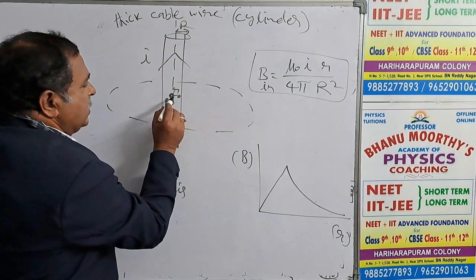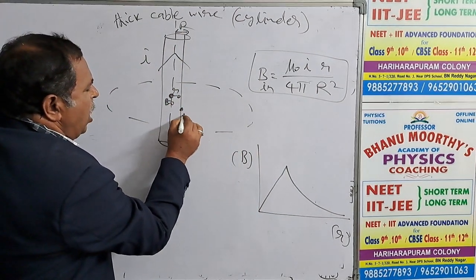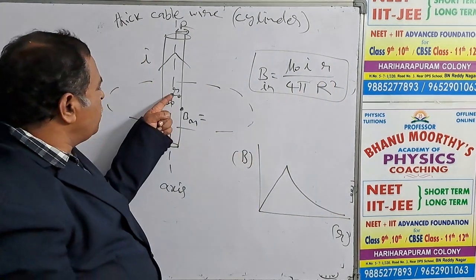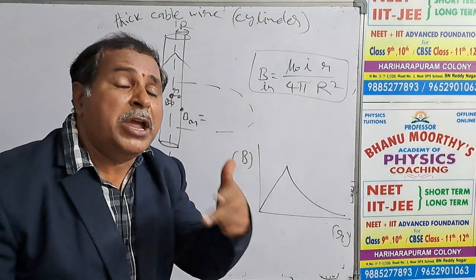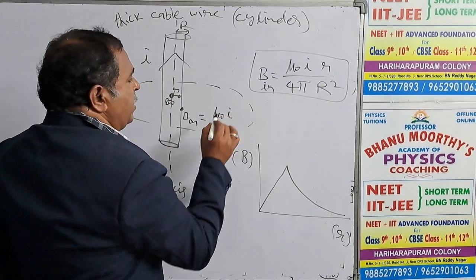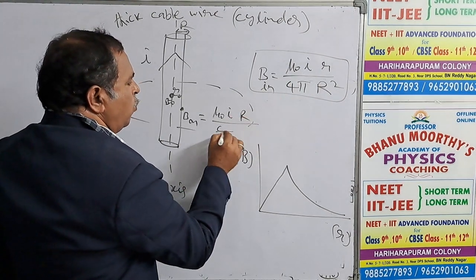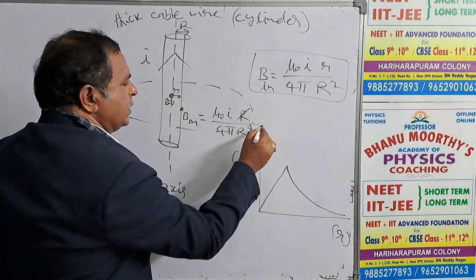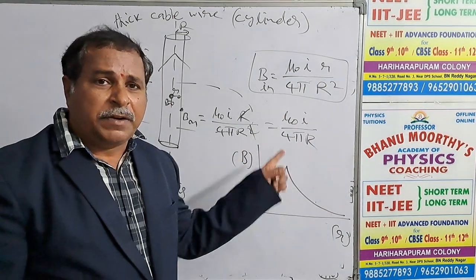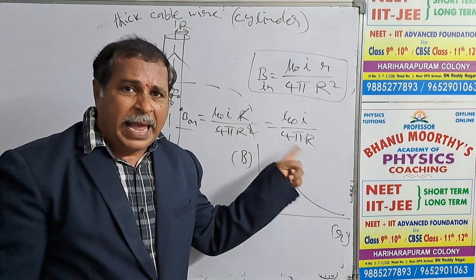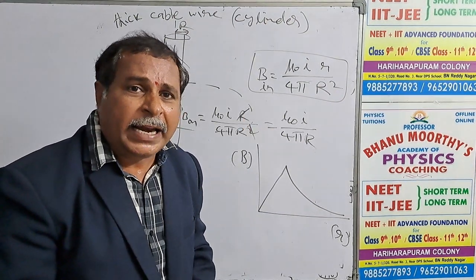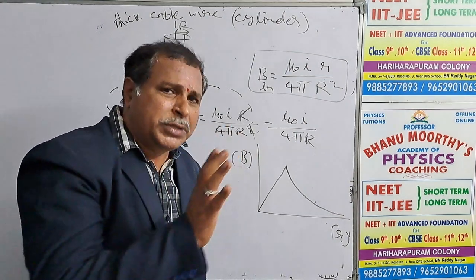Now, B on the surface means small r equals capital R. If small r becomes capital R, then the magnetic induction on the surface equals mu naught I into capital R by 4 pi capital R square. One R gets cancelled, giving mu naught I by 4 pi capital R. So the magnetic induction gradually increases from the axis to the surface.